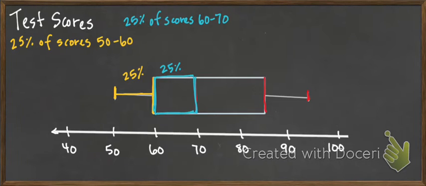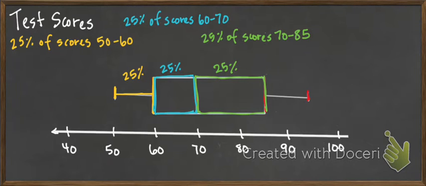The next section goes from quarter 2, or the median, we'll talk more about that in a minute, to quarter 3. And this section also includes 25% of the data. So I can say 25% of my scores were between 70 and about 85.